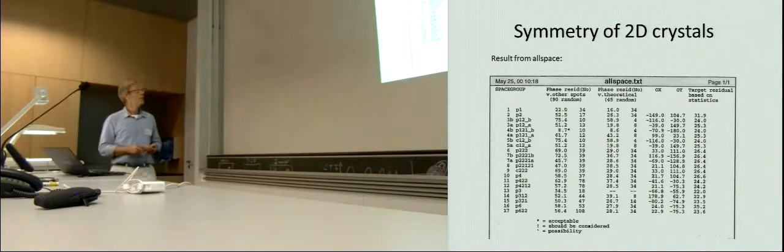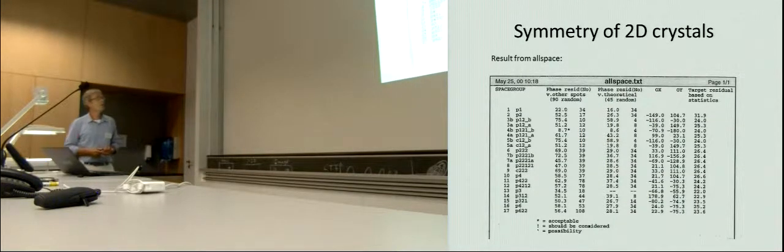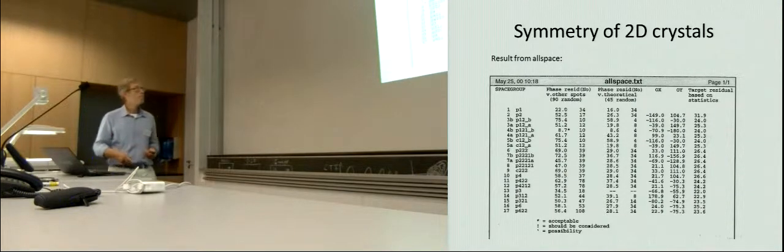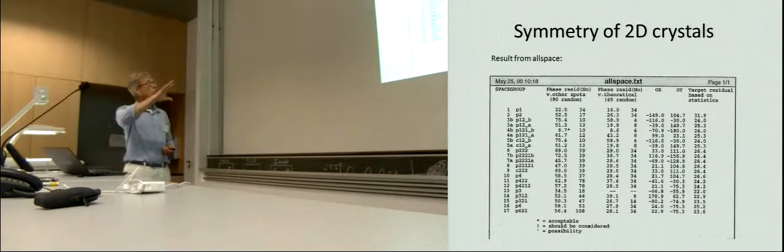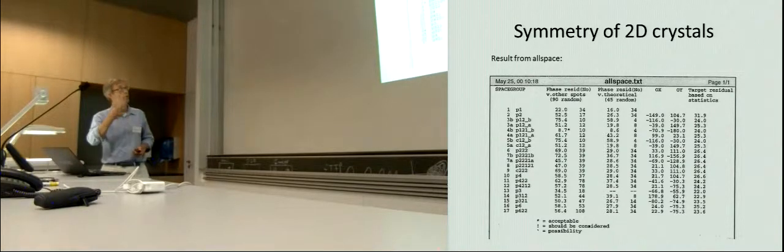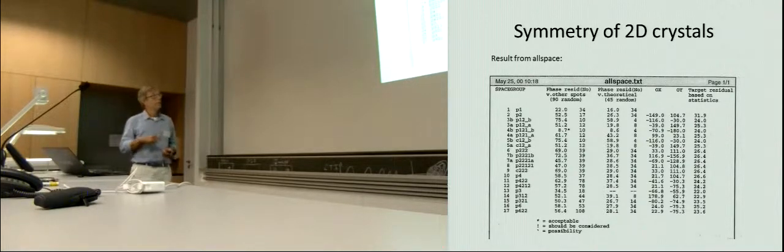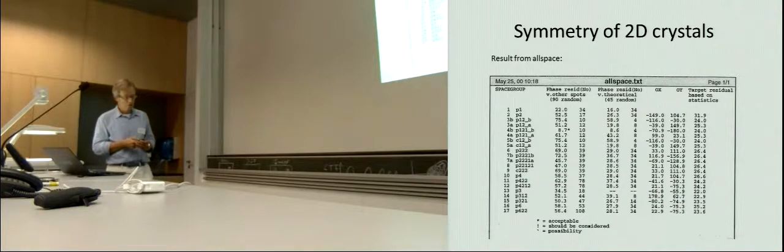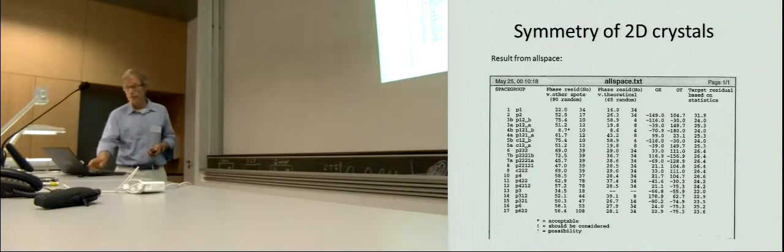P3 has no theoretical target. Yeah, because it doesn't have a basis, and there's no constraint. You can also, when you run ALLSPACE, limit it to, for instance, hexagonal lattices or also rhombic lattices, so that you don't get a complete list.